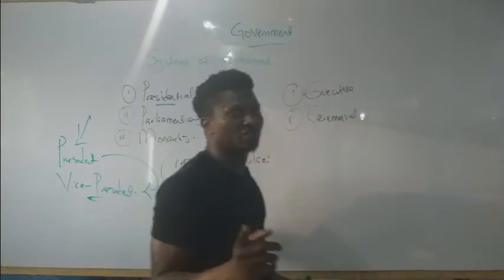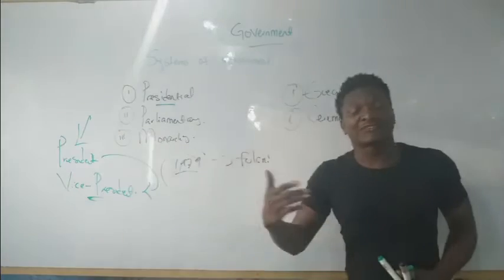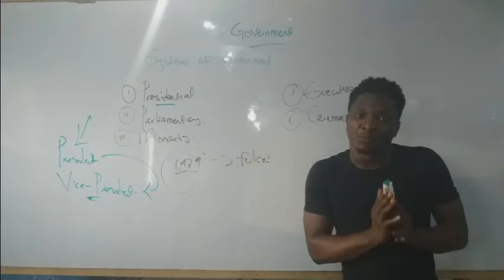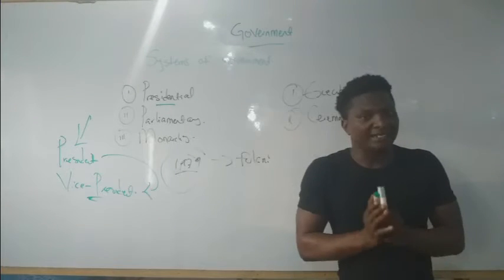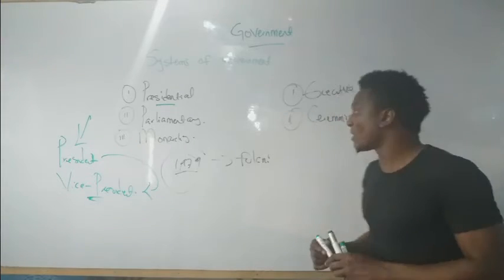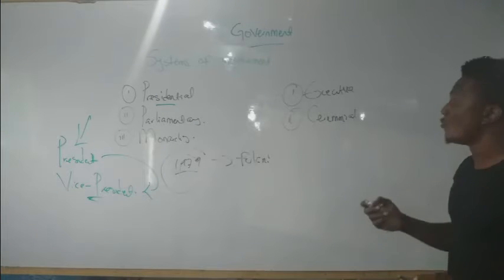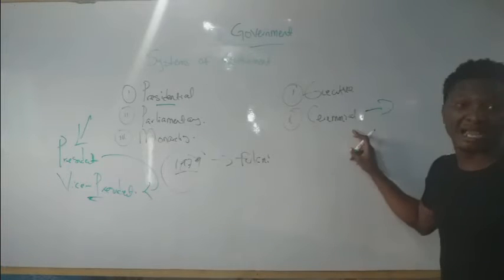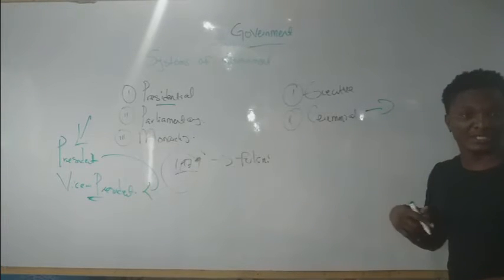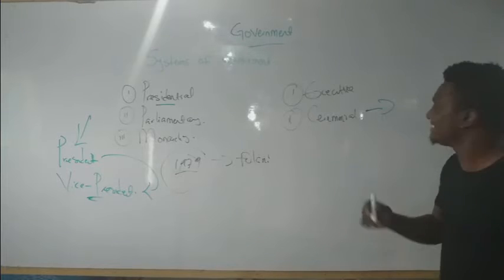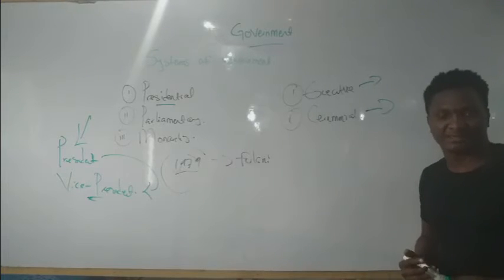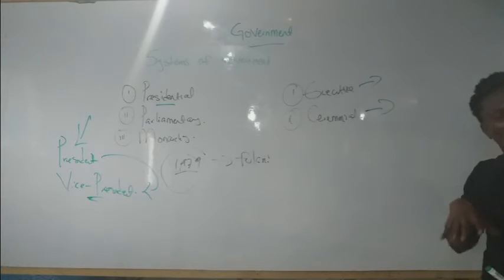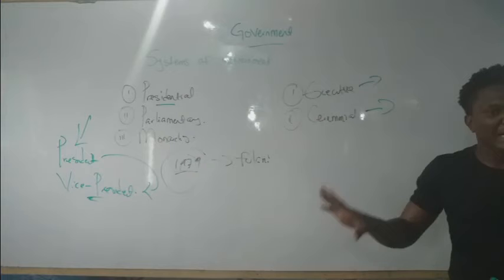Now, I need to say this. Another definition of the presidential system is where one person is both the head of state and head of government. Now, one thing about head of state, we refer to the president in his ceremonial capacity. One thing about head of government, we refer to the president in his executive capacity. Alright? So, a president is both the ceremonial head and the political head.